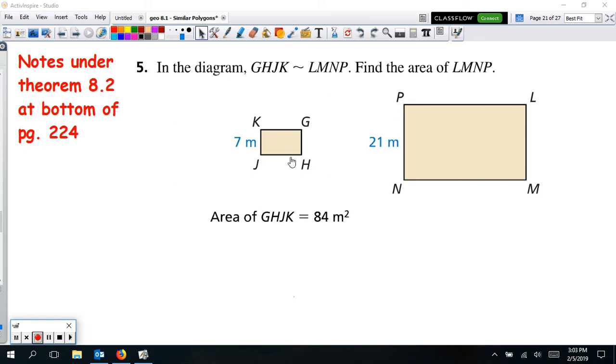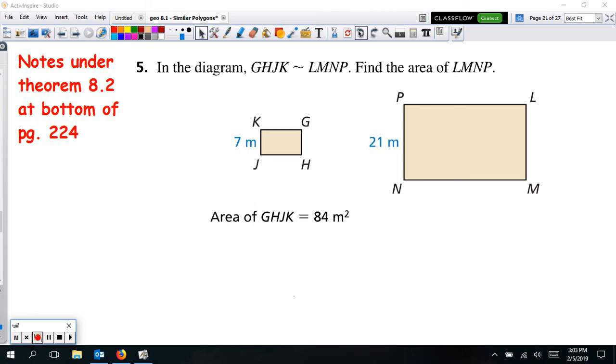And we need to use some side lengths here. Here's corresponding side lengths with 7 and 21. So go ahead and right there, just copy this down, copy the figures down, the little rectangles. Copy down that the area of this one is 84 meters squared. We got the 7 here, the 21 over here. So that's what you want to copy down as we start to work through this.